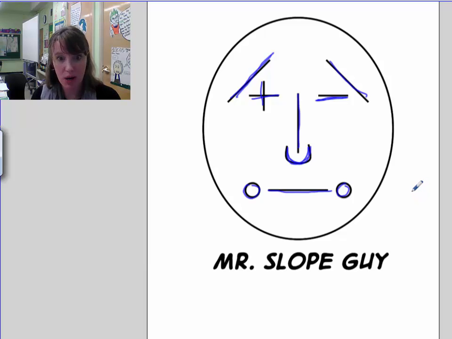We covered a lot of ground. We talked about slope. We figured out 2 different ways to calculate it. We talked about zero slope and undefined slope.